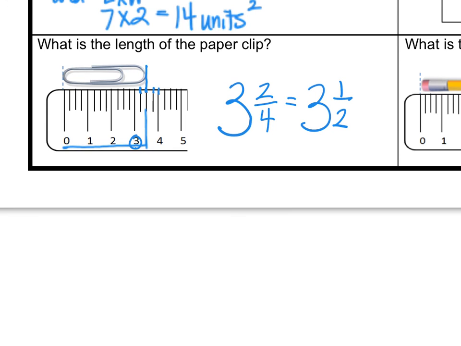And they did not mention what units it was. I don't know if it's centimeters or inches, so we'll just say units. And that's it for today.